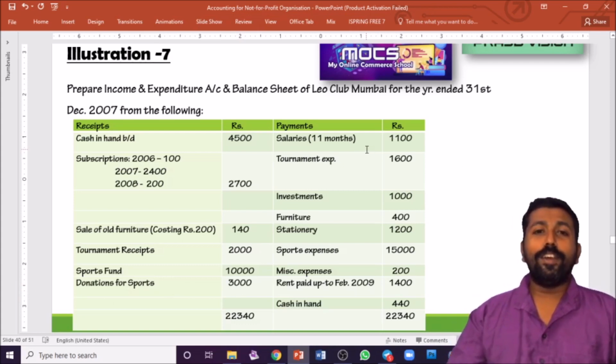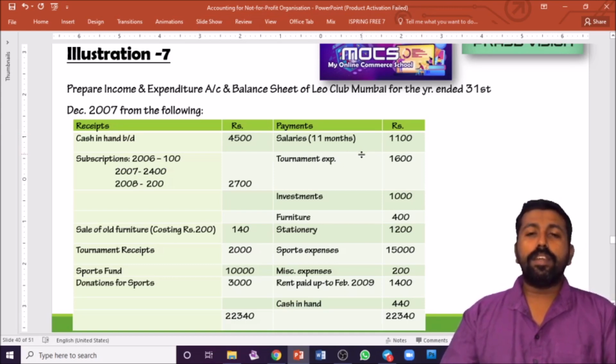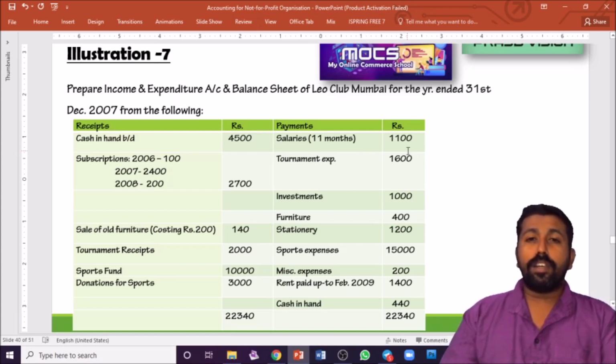Salary for the 11 months is there. So you have to remember only 11 months they have paid. That means the firm has to pay 1 month extra salary. It is still outstanding. So find out the per month salary. It will be 1,100 divided by 11. So actually every month they are paying 100 as salary. Now this year they paid only for 11 months, but we have to pay for 12 months at the time of preparation of financial statements. So the additional salary the firm has to pay, outstanding salary, that is 100, has to be added.